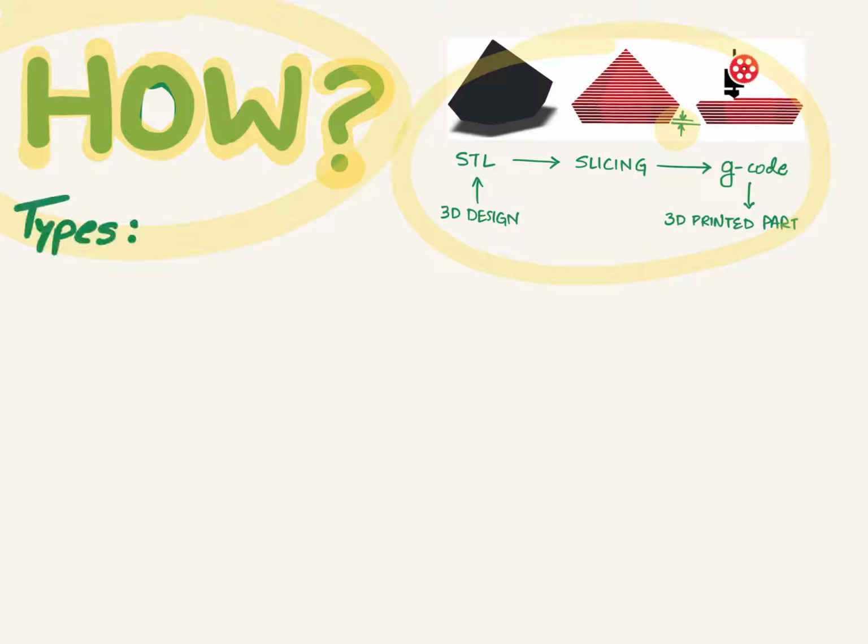Now let's segue into the types of 3D printing processes. These are commonly categorized into three types: FDM or Fused Deposition Modeling, SLA or Stereolithography Apparatus, DMLS or Direct Metal Laser Sintering. Those are a lot of fancy buzzwords. Let's break it down and understand each of the process.